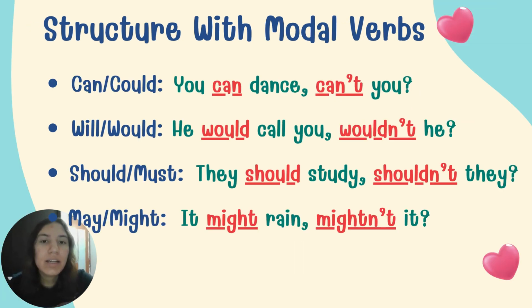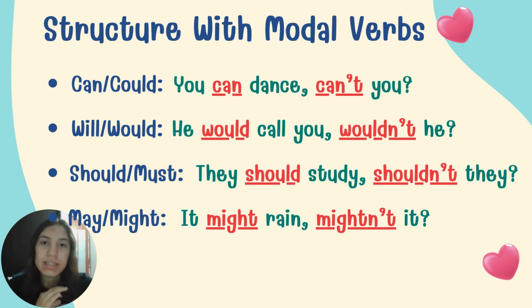But let's talk about modal verbs. Modal verbs have an exception because when you use a modal verb in your sentence, you will need the modal verb in the question tag. For example, can or could in the next sentence. You can dance. Can't you? Remember, the question tag is the opposite of my sentence.